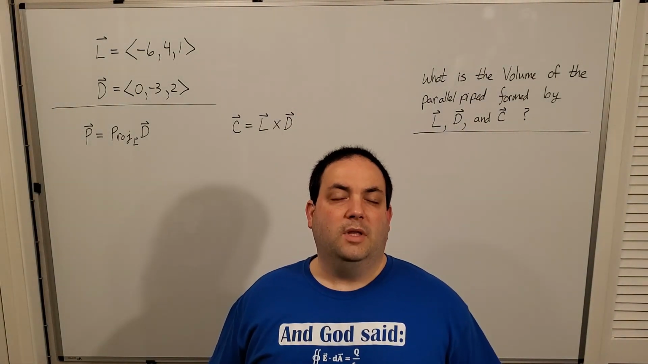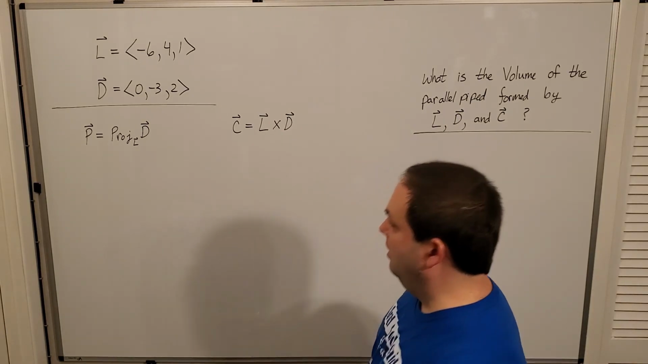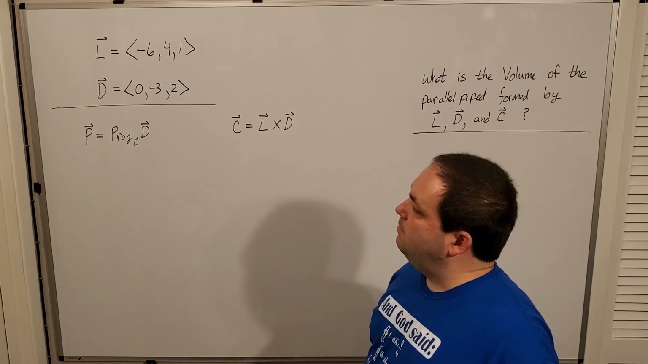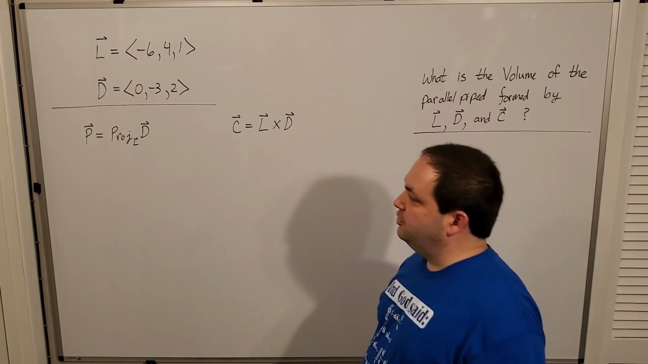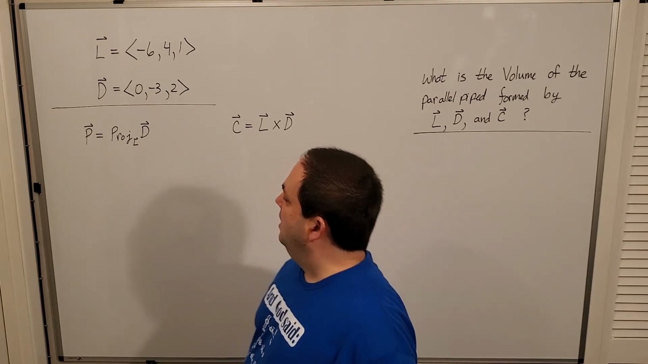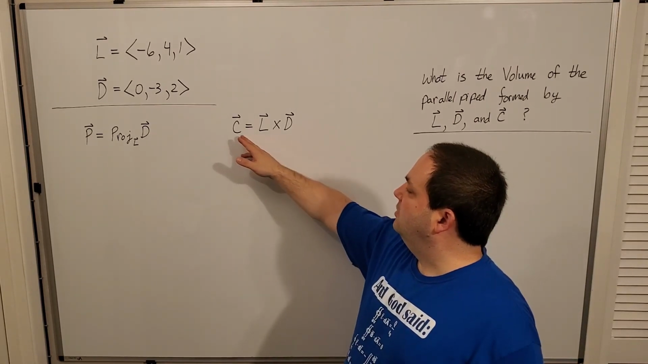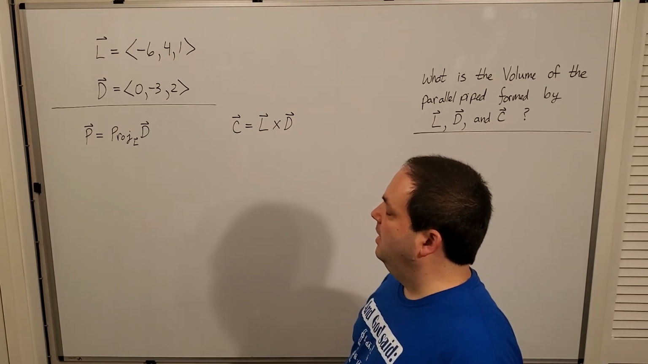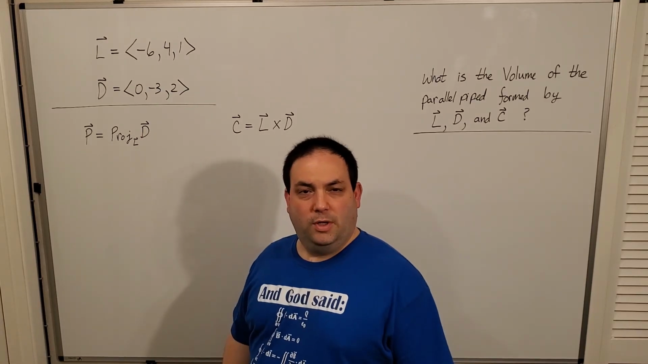Now some common vector calculations that come up. I have two vectors that are given to me, L and D. They're in 3 dimensions, not 2. I want to do the projection of D onto L, called vector P. And I want to do the cross product of L and D, L cross D, which I'm going to call vector C, right?